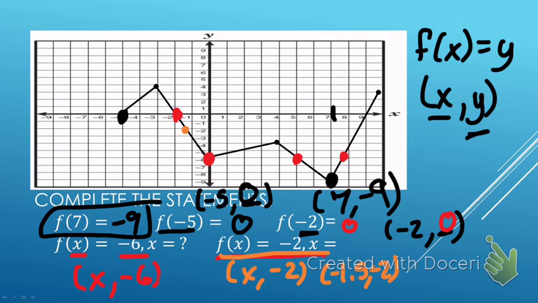And then I see one more point over here at negative 2, and I'm going to estimate that as positive 8.5. And so negative 1.5 and 8.5 are the answers on that.